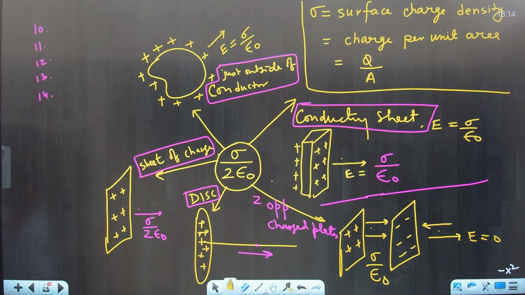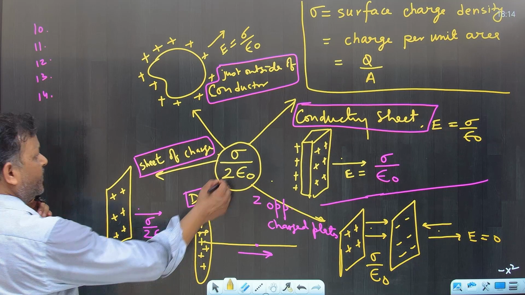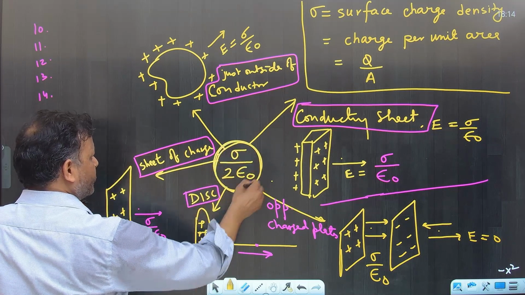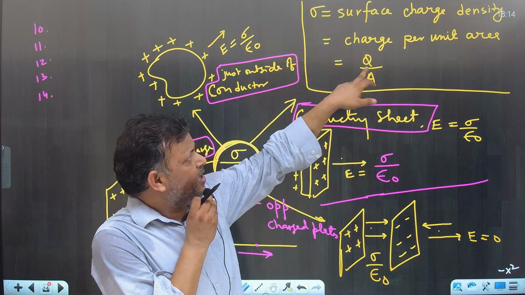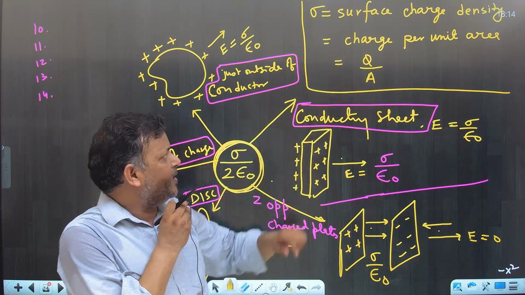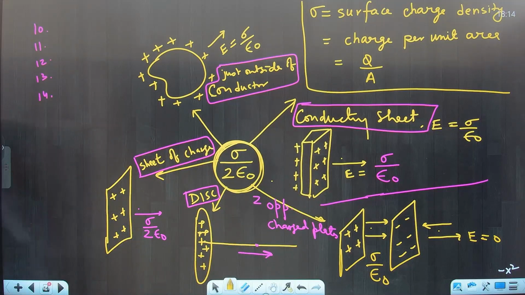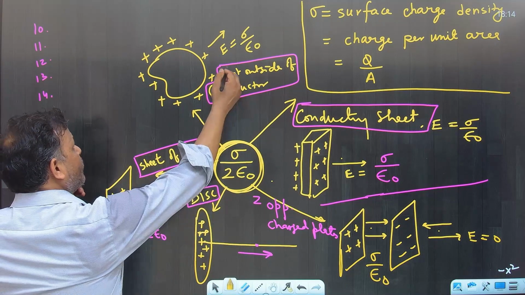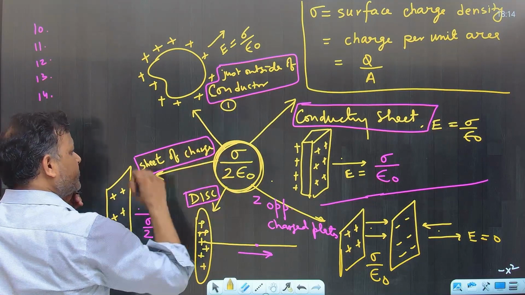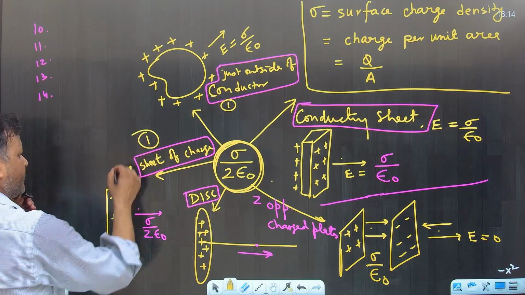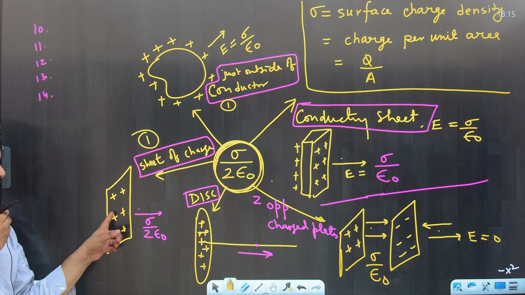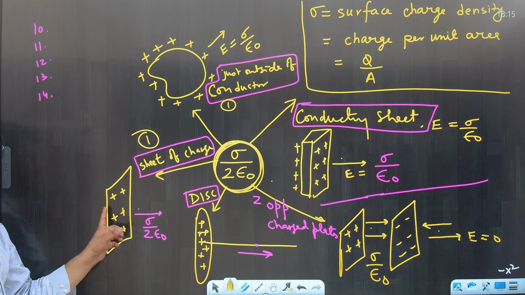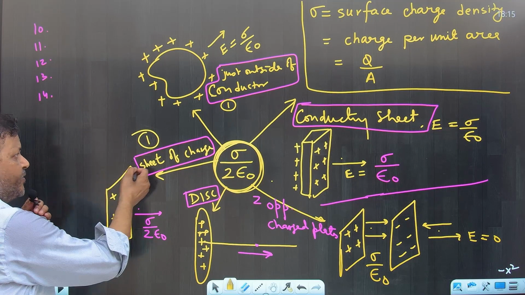Yes, now we will come to this term, sigma by 2 epsilon 0. What is sigma? Sigma is surface charge density. It is charge per unit area, that is q by a, right? It comes at 5 places in physics. First, the sheet of charge. Due to a large sheet of charge, the electric field is sigma by 2 epsilon 0, right? And number 1 is the sheet of charge.